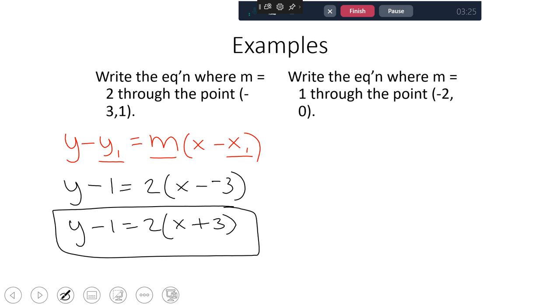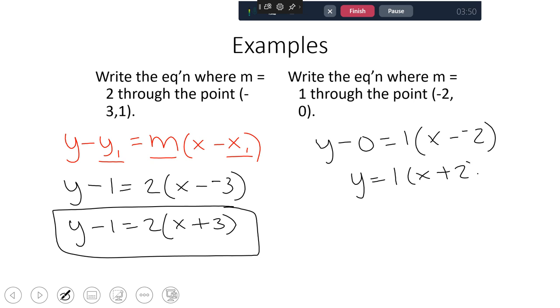Okay, so again, I'm going to have y minus then our y value. In this case, it is 0 equals m. Our m here is 1. And then x minus negative 2. Well, I wouldn't have negative negative. Also, I wouldn't have a 0 there. Okay? So I'm going to do y equals 1, then x plus 2.